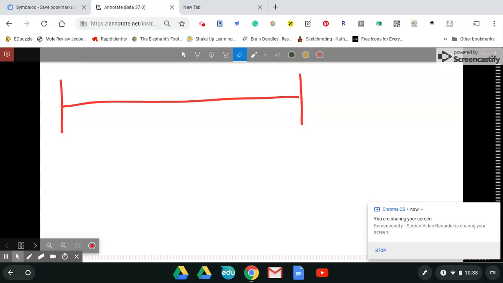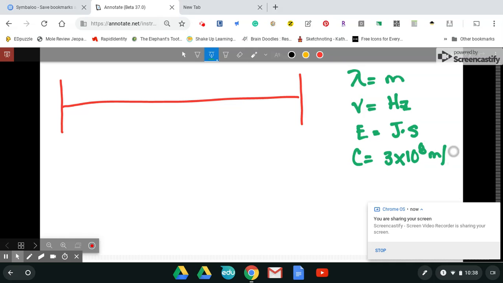All right, so yesterday we talked about wavelength, frequency, and energy, and we were able to calculate. If you remember, this is the wavelength, and it's always in meters. We've got V, which is your frequency, which is in hertz, and we've got energy, which is always in joules per second. Now, things that were constant yesterday, we know that the speed of light is always 3 times 10 to the 8th meters per second. We know that Planck's constant is 6.626 times 10 to the negative 34.